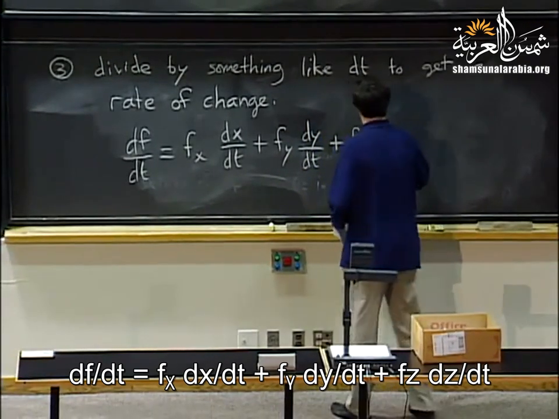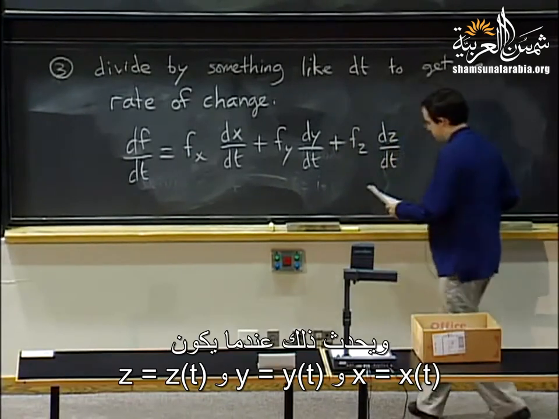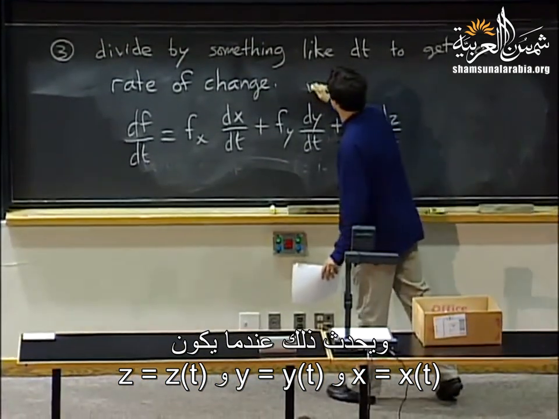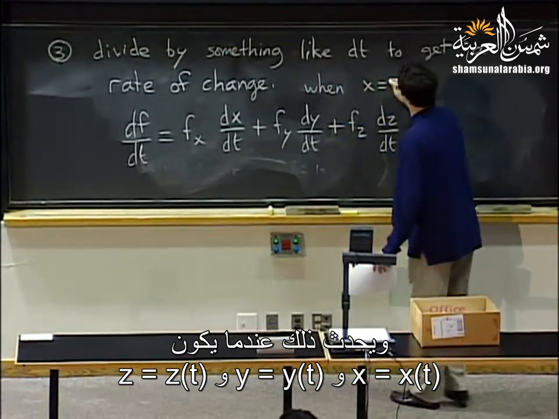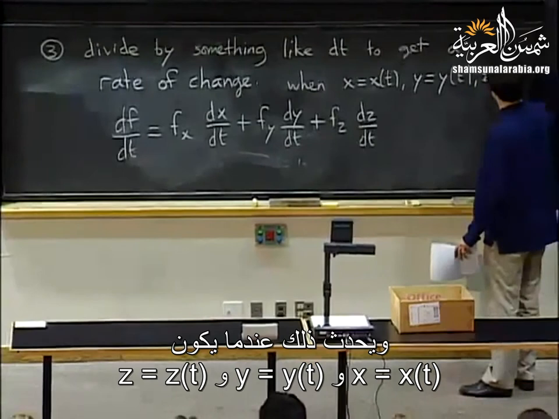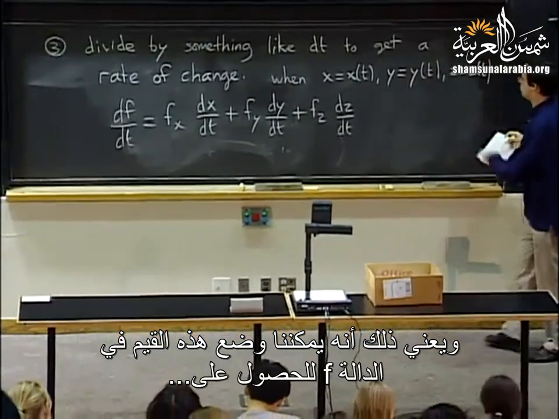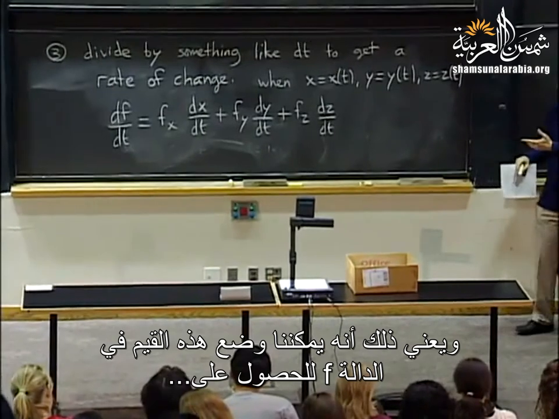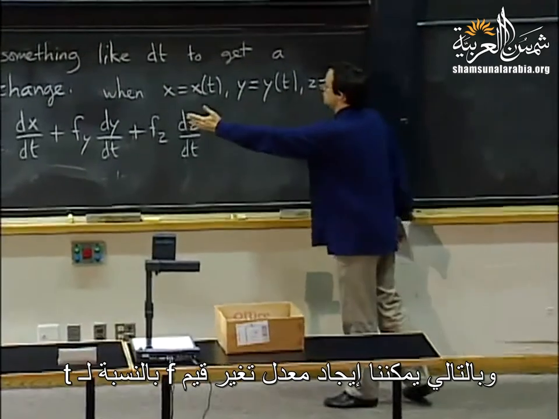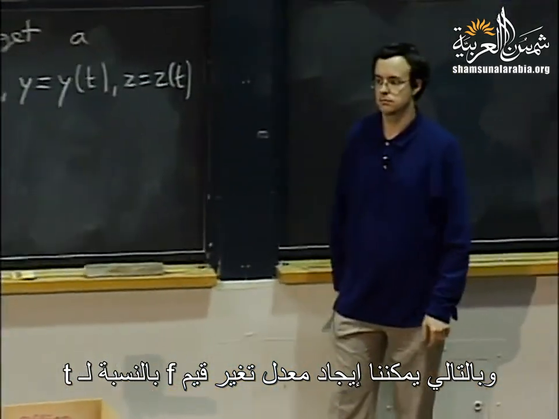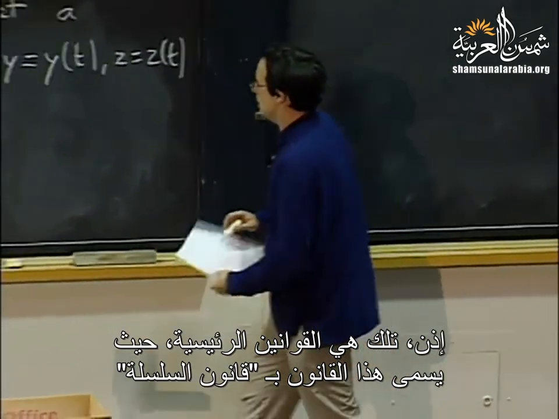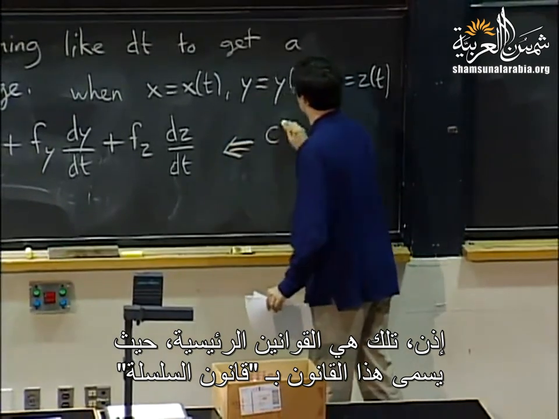plus f sub z dz dt, and that corresponds to the situation where x is a function of t, y is a function of t, and z is a function of t. Then that means you can plug in these values into f to get the value of f depending on t, and then you can find the rate of change with t of the value of f. Okay? So these are the basic rules. And this is known as the chain rule.